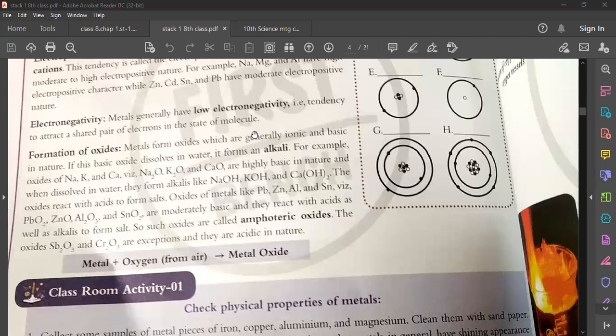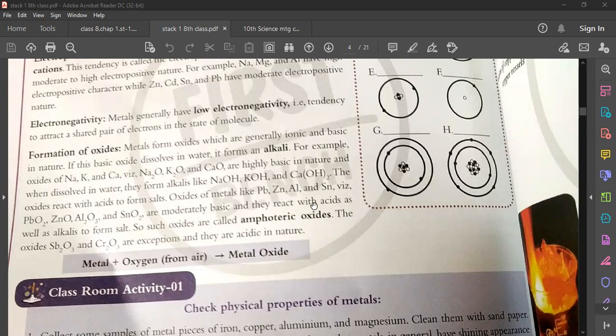Clear? Okay, sir. Then you can see one more term here, amphoteric oxides. What is the meaning of amphoteric oxides? Those are the oxides which can react with both acid as well as base.